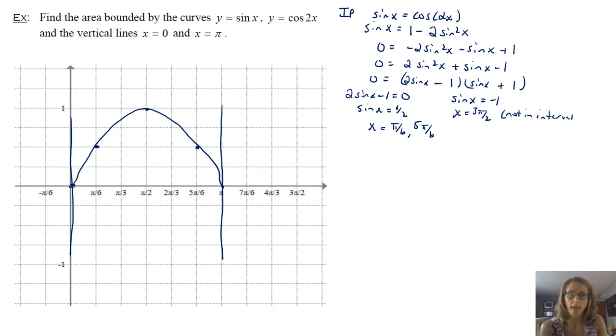For cosine of 2x, the easiest thing would be to put in some values. So at 0, you still have cosine of 0, which is 1. At pi over 2, when you put pi over 2 in, you're going to have cosine of 2 times pi over 2, which is cosine of pi, which is -1. So that's going to head all the way down to here. Okay. And then cosine of pi is technically cosine of 2 pi for cosine 2x, and that will bring you back up to 1 here.